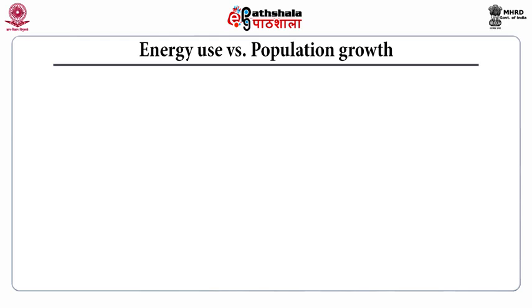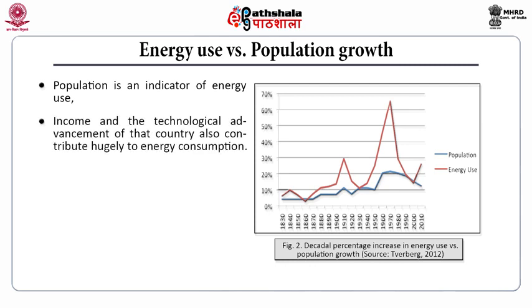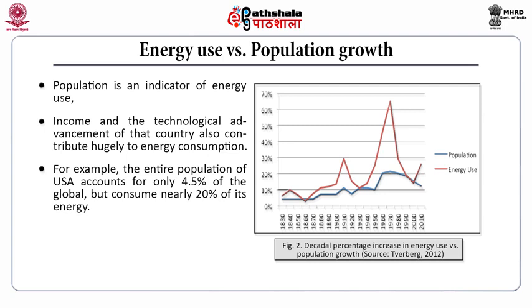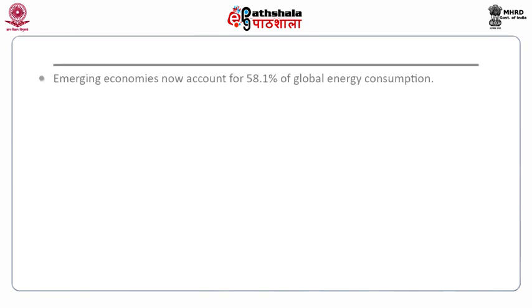The energy use versus the population growth. Population is an indicator of energy use. Income and technological advancement of the country also contribute hugely to energy consumption. For example, the entire population of USA accounts for only 4.5% of the global population, but consumes nearly 20% of its energy. Their per capita energy consumption is 17 times that of the Indian population and 4 times that of Chinese consumption. The emerging economies account for 58.1% of global energy consumption.